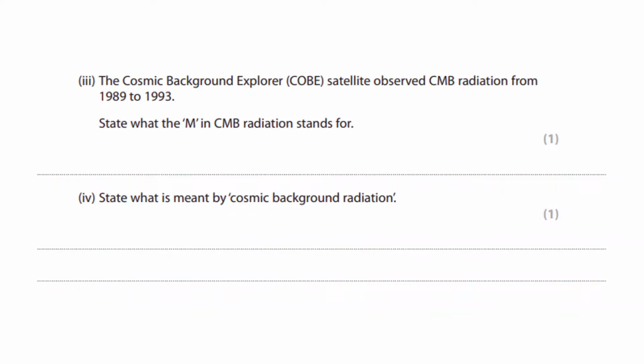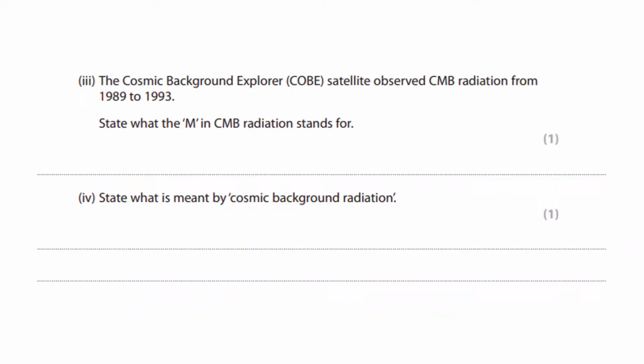State what the M in CMB radiation stands for. Microwave, cosmic microwave background radiation. It's in the microwave region of the spectrum. It doesn't mean it cooks food for you if you stick it in the sky. It's in the microwave region of the spectrum. The microwave in the kitchen, which I can see because I'm at the kitchen table, its full name is microwave oven, so it uses microwaves. So it does use the same wavelength as the microwave background radiation.